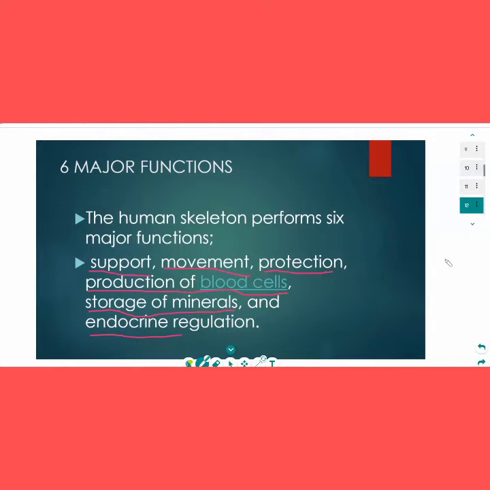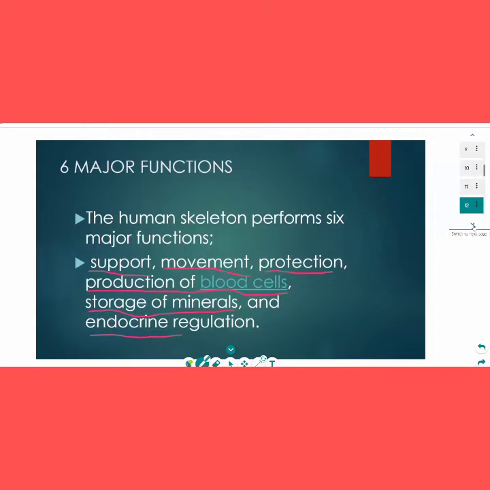What are the organs that are present inside the bones? The organs are like lungs, heart. Yeah, good. Also the brain. So the skull protects the brain, and the rib cage protects lungs, heart, and all, isn't it? Yeah, like that way it protects us.